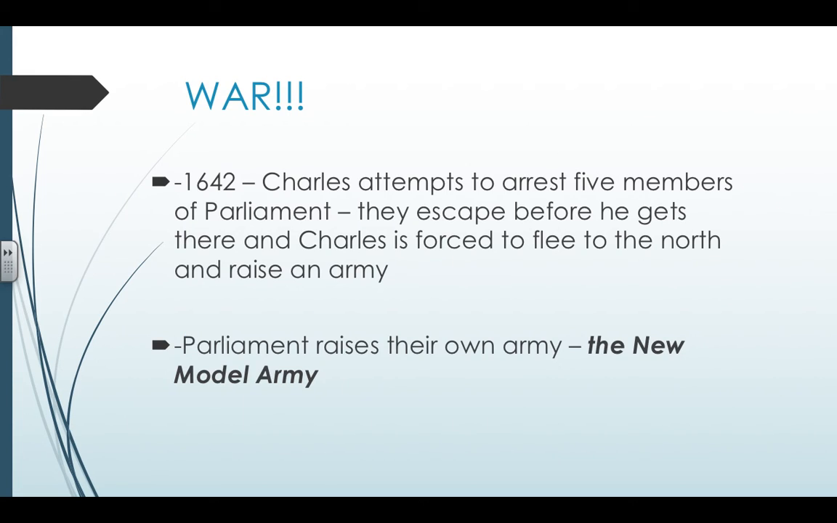So in 1642, that's when Charles attempts to arrest the 5 members of Parliament. They manage to escape before he gets there. And at this point, Charles realizes he's got to get out of there. He doesn't have a lot of support. So he's forced to flee to the north, and he raises an army in the north. Parliament then also raises their own army in London. And now you have the stage set for war.